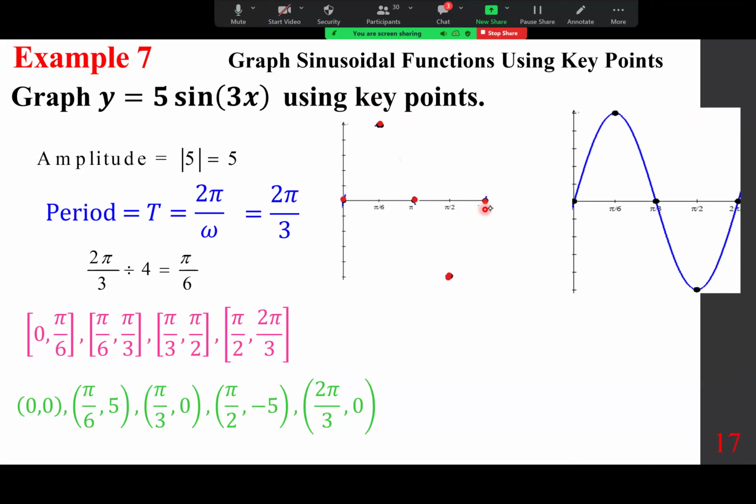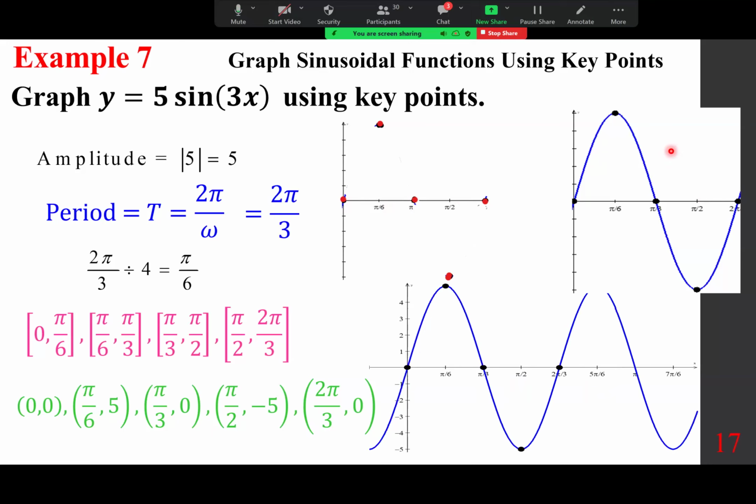So again, please understand this is 2 pi over 3, okay? So 0 to 2 pi over 3 has been cut into 4 equal parts. So plot those points, make a nice and smooth curve. Now we continue indefinitely on both sides to make it periodic. This is a complete cycle, and this continues indefinitely on both sides.